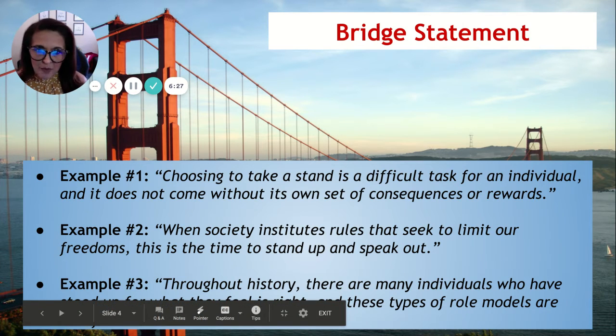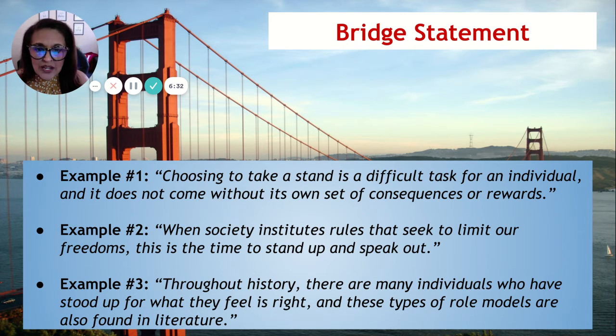After you have come up with your hook or your attention getter, the next thing you are going to want to do is write a bridge statement. And as I said, the bridge is going to connect that introductory sentence of your hook or your attention getter to your thesis statement. So this bridge that we create is going to tie those 2 ideas together. I've given you 3 examples here. Of course, these are just examples.